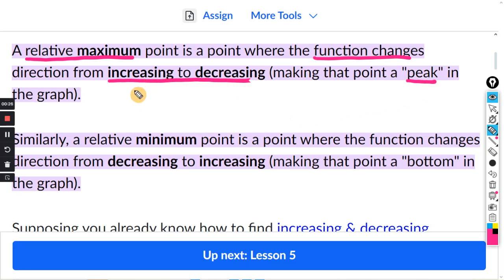Now, what does increasing mean? Well, that just means it has a positive slope. And decreasing just means it has a negative slope. A relative maximum is just going to be a point where it changes from positive slope to negative slope. So right there is going to be your relative maximum.